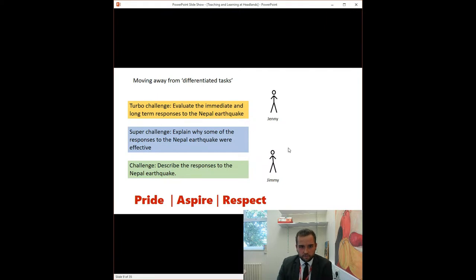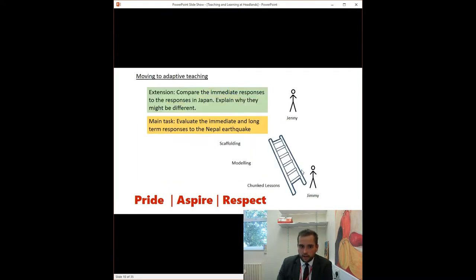The issue with that is that we want Jimmy to be able to do all of those brilliant things that Jenny's doing. We want him to be able to make all of those judgments. We want him to be able to look at the information in that way. So setting tasks that are much easier like that doesn't actually help Jimmy. Instead of setting different tasks, which increase the gap between those two, because Jenny's practicing much higher order skills and Jimmy's practicing much lower order skills, we would want to instead do something much more like that.